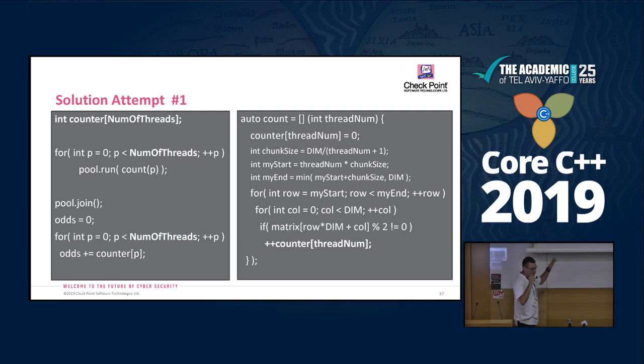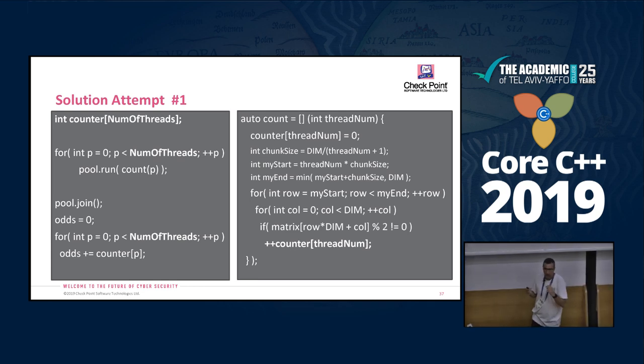Ignore all this code. What we see here is that first of all, we make an array the size of the amount of threads that we want to spawn. Then we spawn all the threads. Each thread just calculates its chunk. Every time that it sees an odd number, it updates its own cell in the array. When it's finished, it signals that it's finished, and then it just adds the array. There are no locks here, it's lock-free, wait-free, should be the best, shouldn't it?